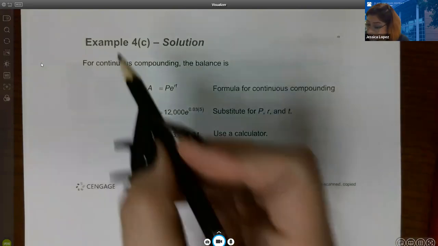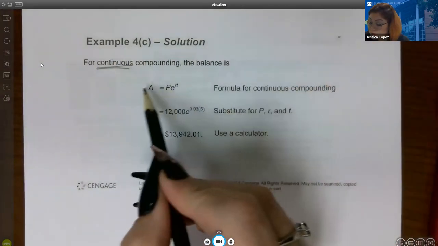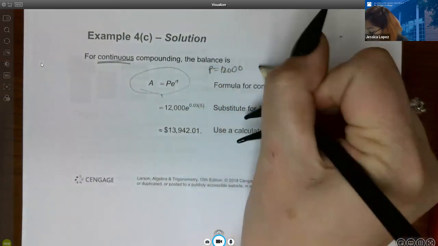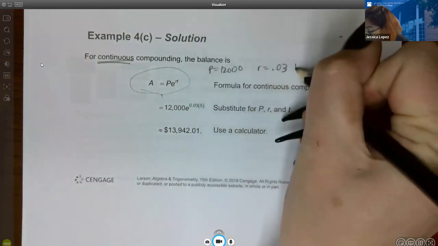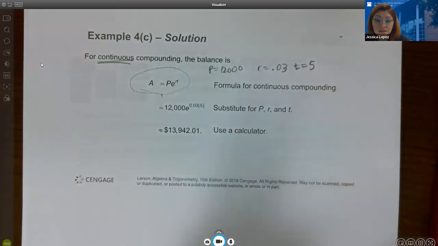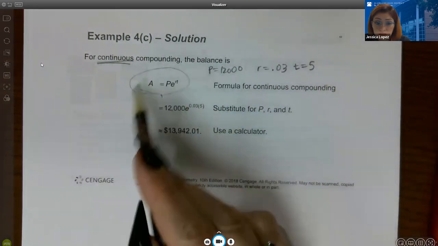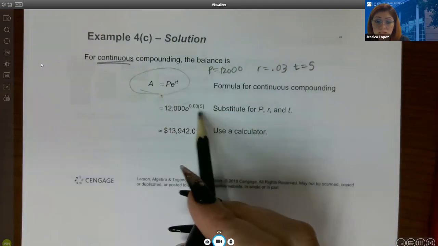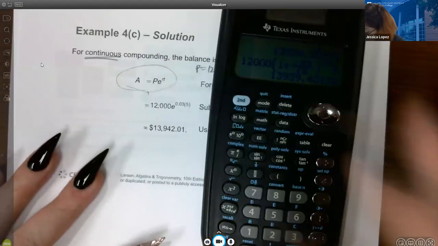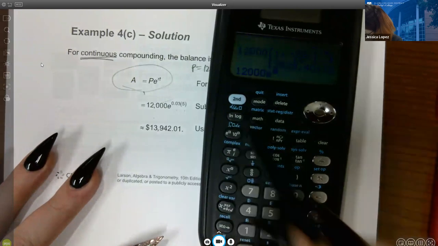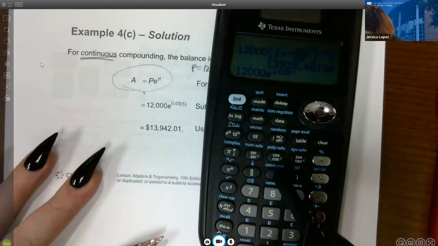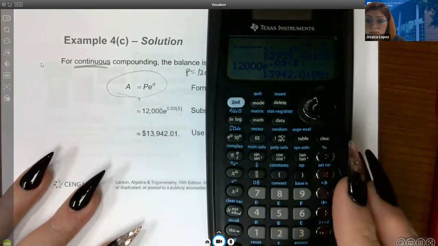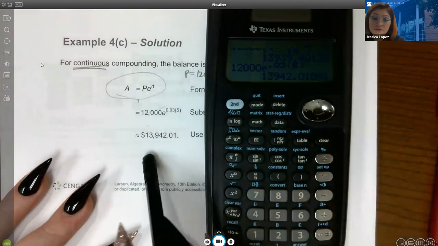For part C, that one said continuous compounding, which means I used a whole other formula, okay? Now I do still know that P is 12,000, I know that R is equal to 0.03, and I know that T is equal to 5, but I don't have an N because it says continuous. And there is no N in this formula to plug in. So we plugged in the P, we plugged in the R, we plugged in the T. And then if I type all of that in my calculator, 1, 2, 3, I get E to the 0.03 times 5. And I get the exact same number they do. This 0 is not enough for the 1 to go up. So it does stay 1 cent.